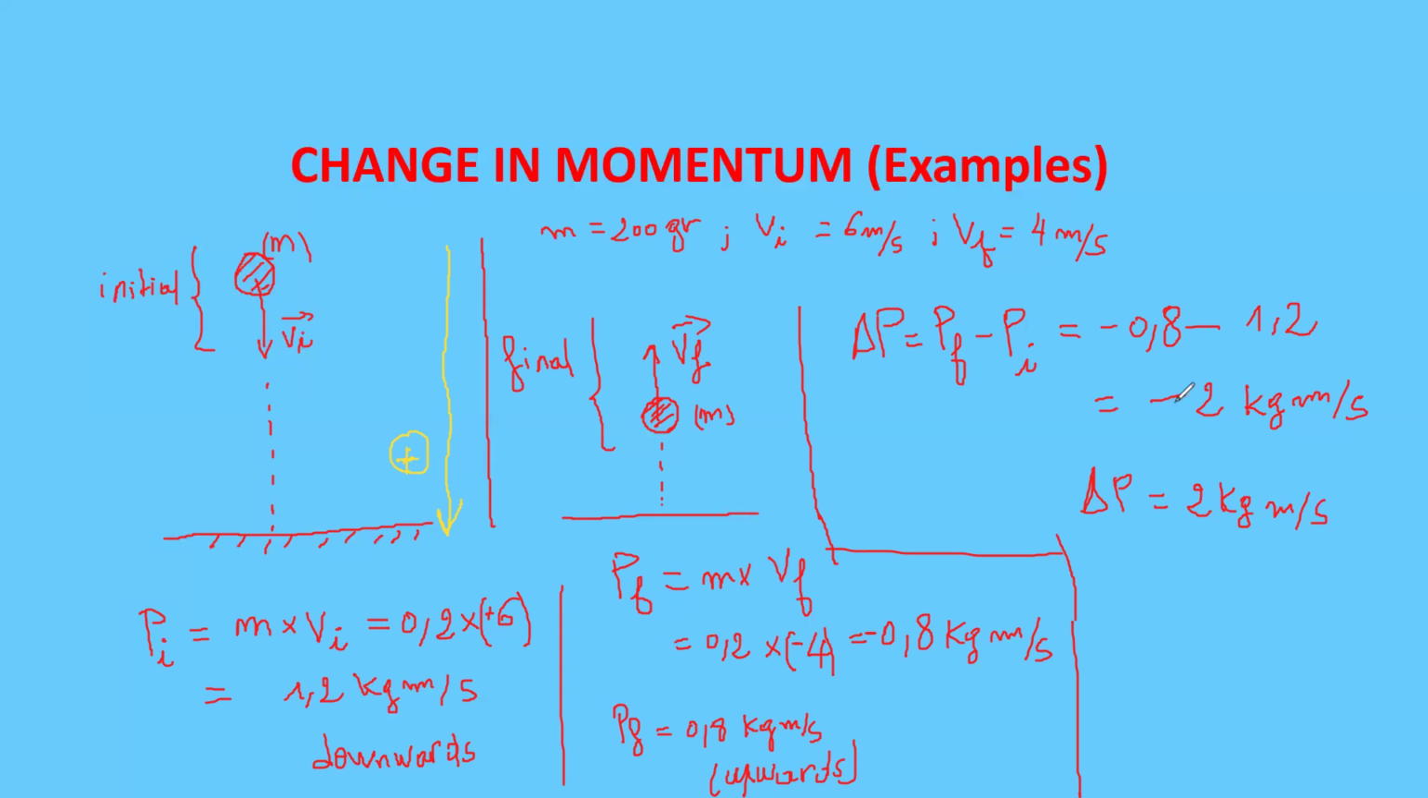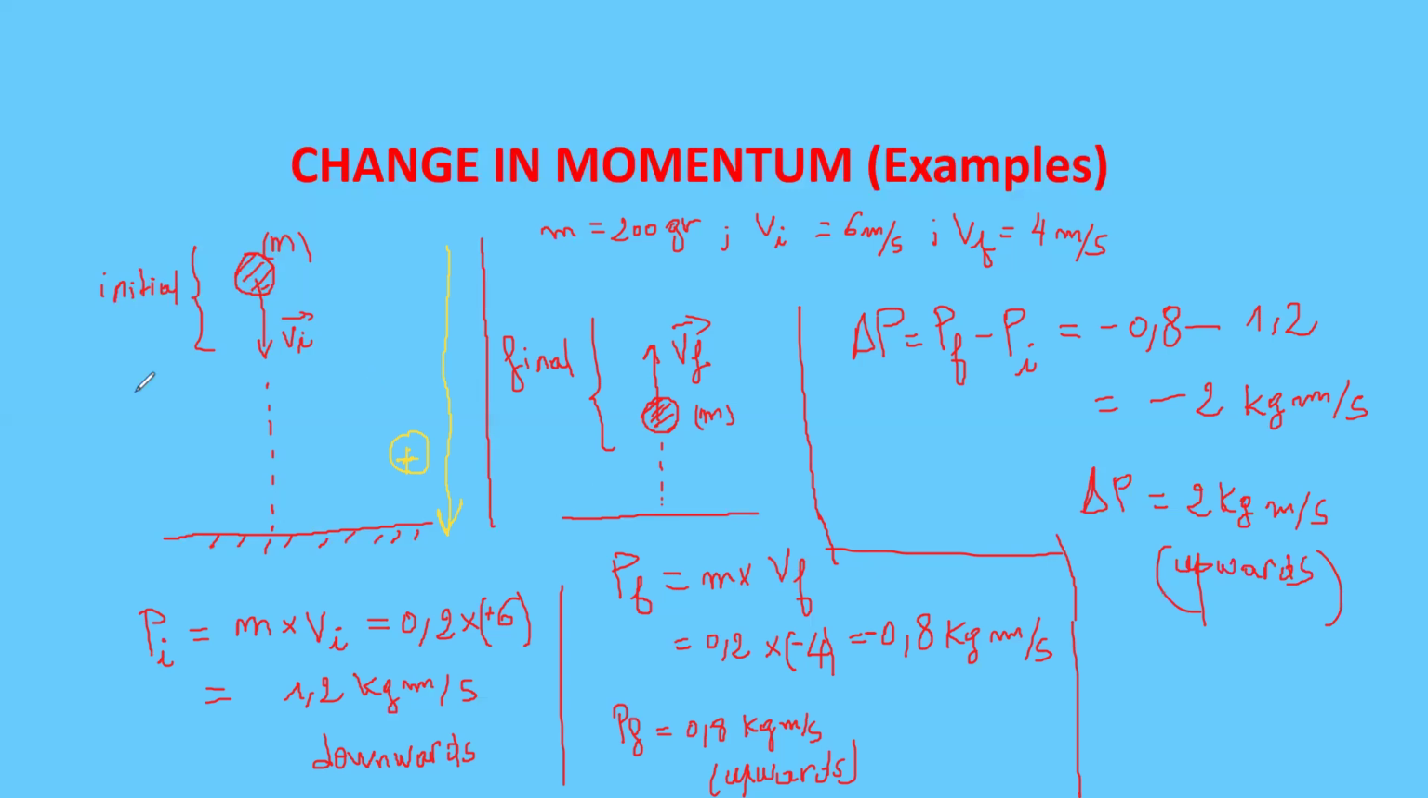What does this minus mean? This minus means that the direction of delta P is opposite to my selected direction. So the direction is upwards. The change in the momentum here is 2 kilogram meter per second oriented upwards. This is the first example.